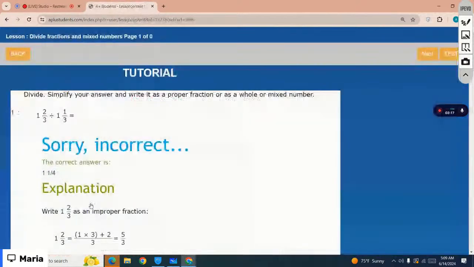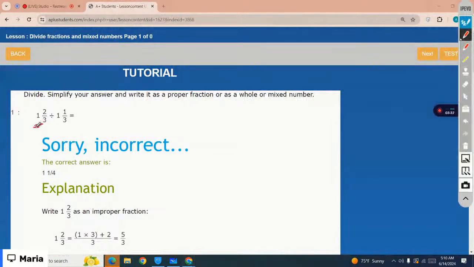Okay, so let's just start the example, that is 1 whole 2 over 3 divided by 1 whole 1 over 3. So they are mixed numbers. The first thing you need to learn here is how do you convert them into an improper fraction, right? So let me just explain, just listen to me carefully. Start with the first fraction, 1 whole 2 over 3, right? 1 is the whole number, 2 is the numerator, and 3 is the denominator.